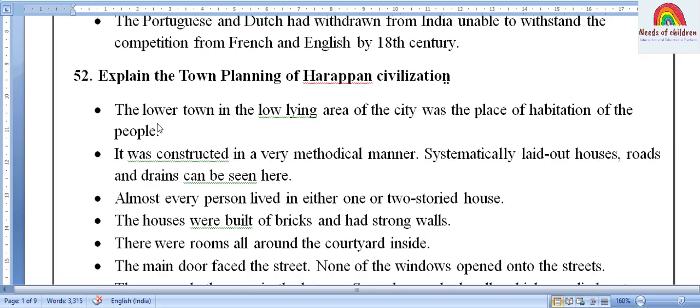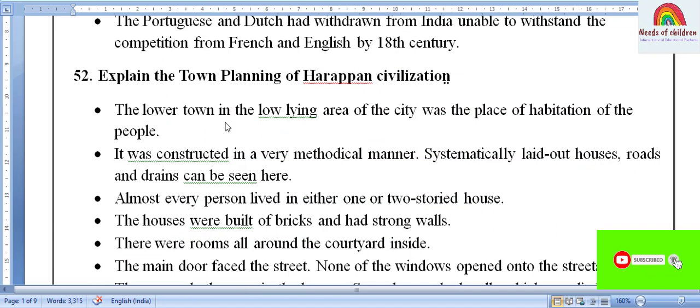So here is the question. Explain the town planning of Harappa civilization. So this question comes from the 8th standard history, Civilizations of India. From this lesson the question is covered. Okay, what is the answer for this question?